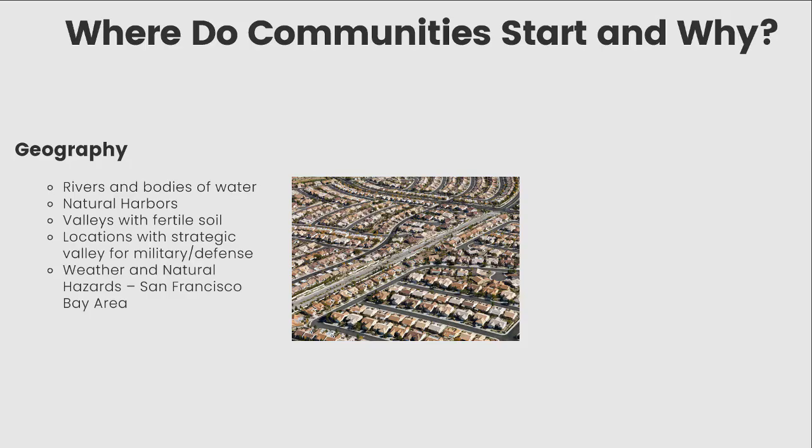The weather is also a factor in not just where communities start, but the value and desirability of a particular community. The San Francisco Bay Area has some of the best weather in the world. So no matter what happens with the local politics, it's still going to have this massive draw for people because the weather is considered some of the best in the world. Natural hazards are more related to places where you would not want to put a community. So it is a factor in the negative sense of where not to build something.